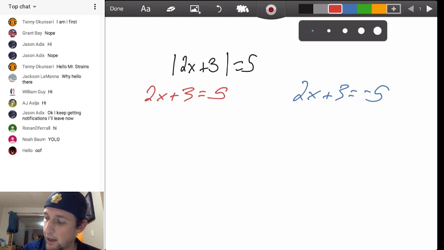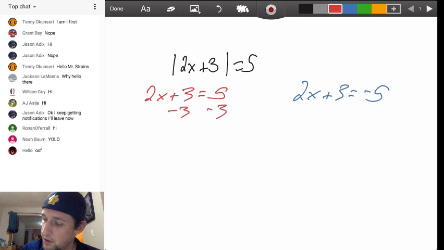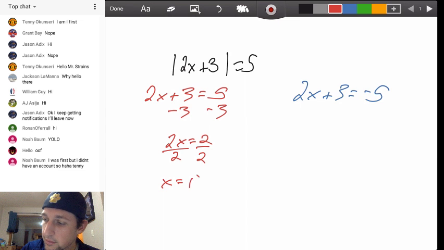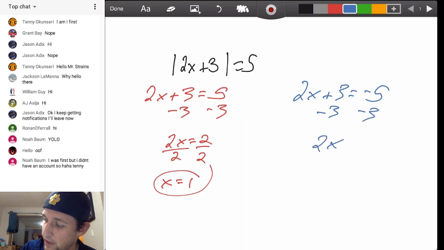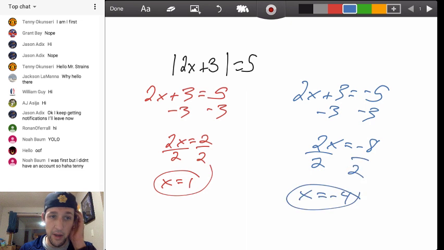So we're subtracting 3 from both sides. We get 2x equals 2. We're dividing by 2. Then we get x equals 1. Over on our one that equals negative 5, you're doing the exact same math, but you've got a negative 5 over on the other side. So we get 2x equals negative 8, and we get x equals negative 4. Okay, that's it. So that's really it for those. If it's an absolute value problem, you're splitting it up into 2.